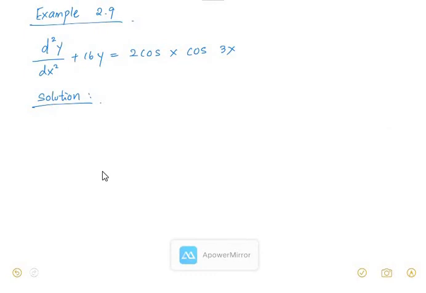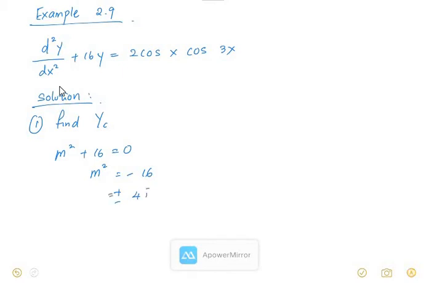In order to solve this question, first of all, again, you need to treat it as a homogeneous equation. Then you find the complementary function, that is, we call it the YC. So step 1 is find the YC. From this equation, we know that m squared plus 16 equals 0, so m squared equals negative 16, so m is plus minus 4i.